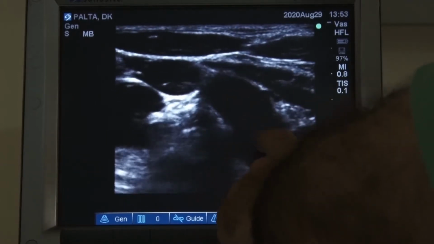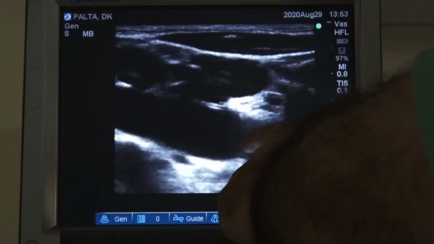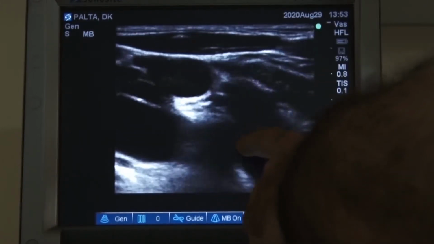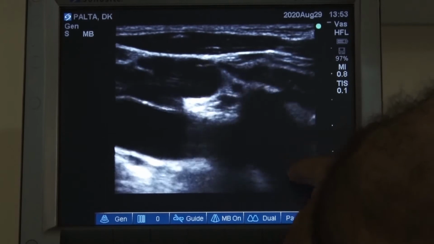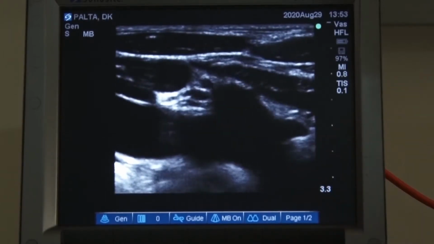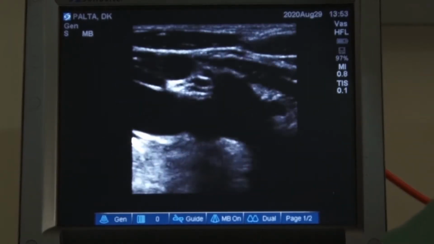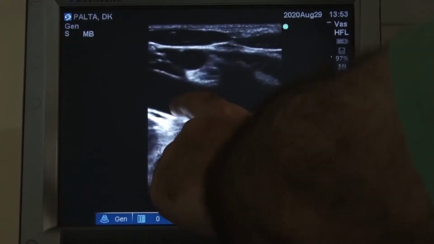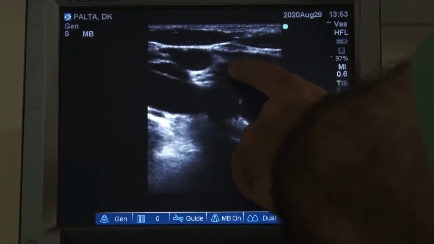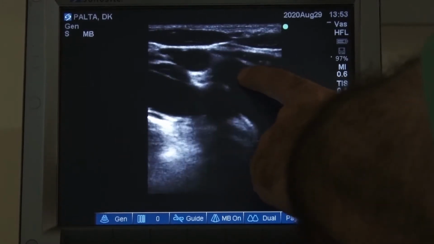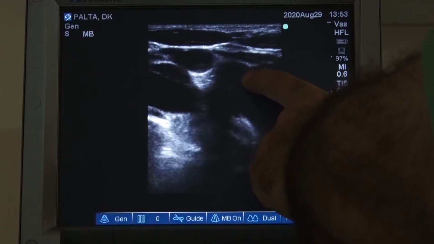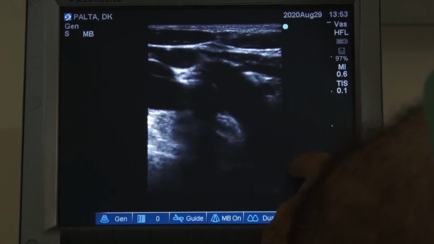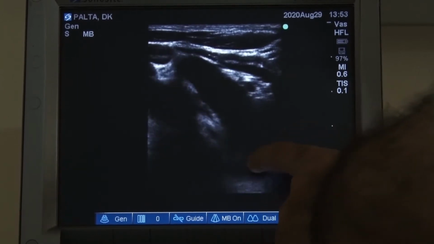So the carotid artery will join the subclavian artery and form the brachiocephalic artery. If I want to see the brachiocephalic artery, I'll use more depth, and this is the subclavian artery. This is the junction of the subclavian artery with the common carotid artery, and this is the brachiocephalic artery, and this will be the arch of the aorta.